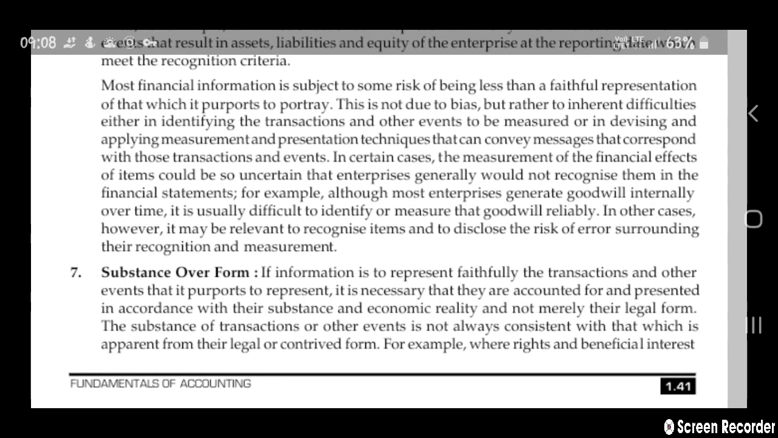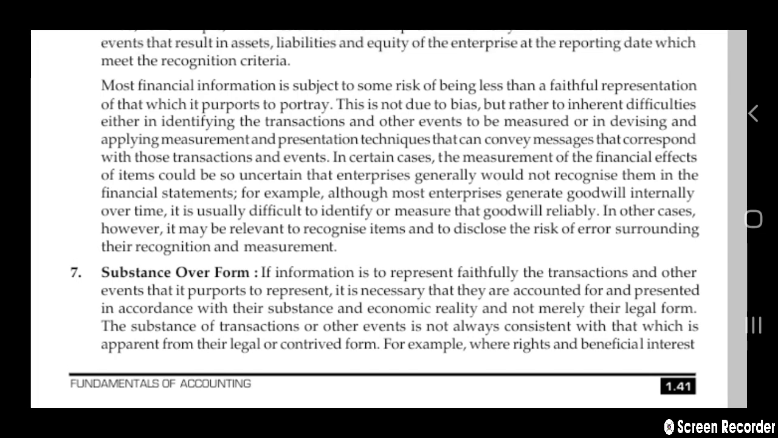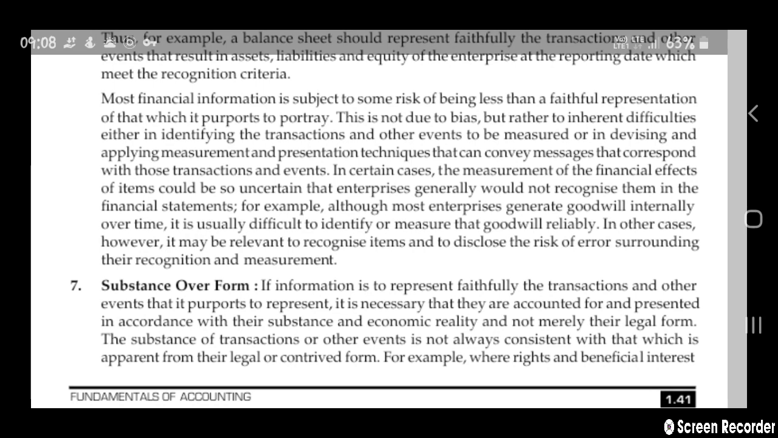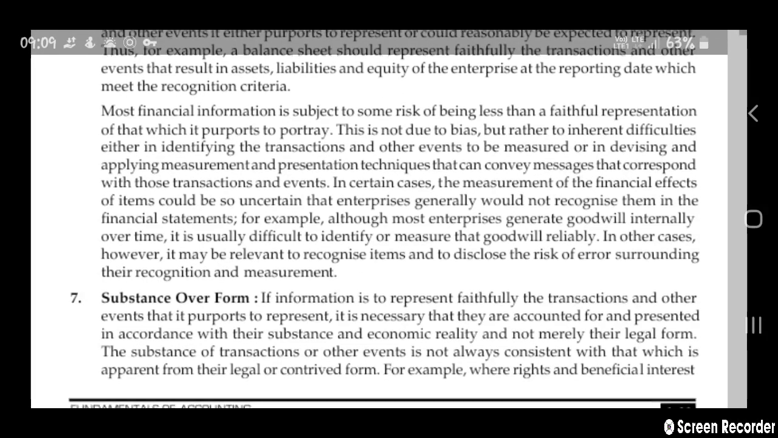In certain cases, the measurement of the financial effect of an item could be so uncertain that enterprises generally would not recognize it in the financial statement. For example, although most enterprises generate goodwill internally over time, it is usually difficult to identify or measure that goodwill reliably.